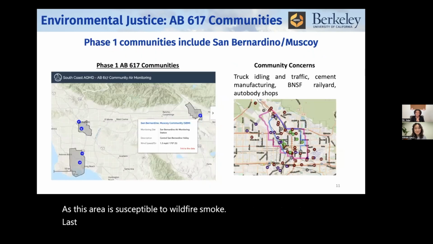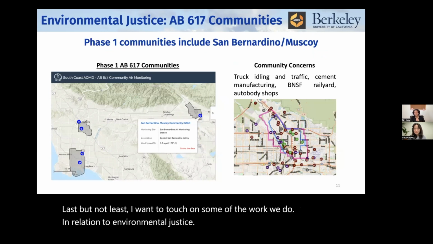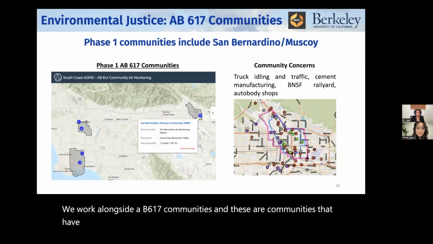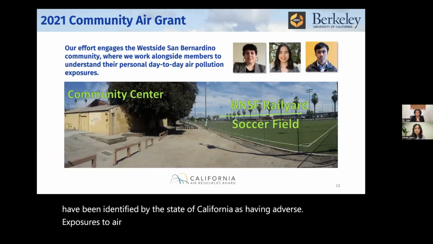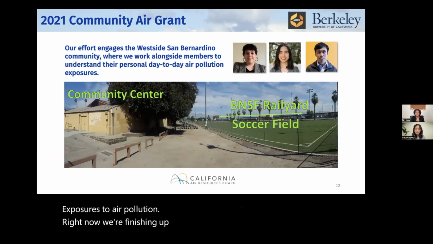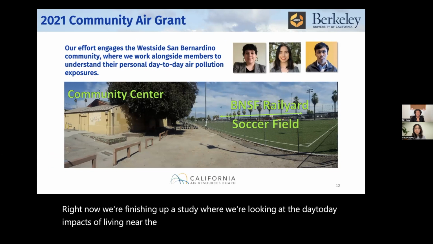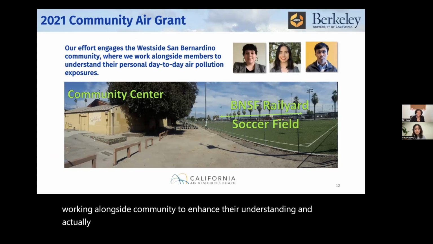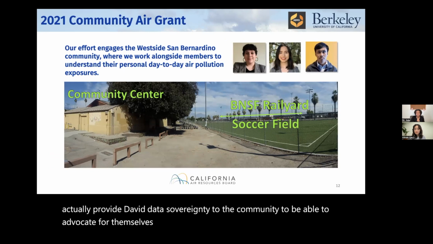Last but not least, I want to touch on some of the work we do in relation to environmental justice. We work alongside AB 617 communities, and these are communities that have been identified by the state of California as having adverse exposures to air pollution. Right now, we're finishing up a study where we're looking at the day-to-day impacts of living near the BNSF rail yard in San Bernardino, and we're working alongside community to enhance their understanding and actually provide data sovereignty to the community to be able to advocate for themselves to reduce their pollution exposure.